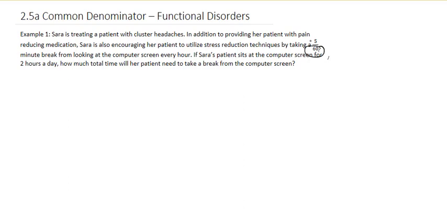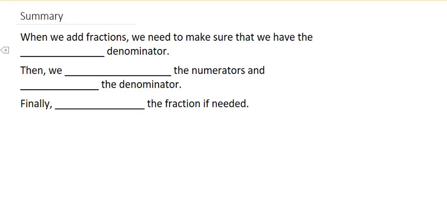Next, we know that Sarah's patient will be sitting at the computer screen for 2 hours. This means we need to add 2 5 out of 60 together to get the total time. So when we add fractions, let's make sure we know this. We need to make sure that we have the same denominator.